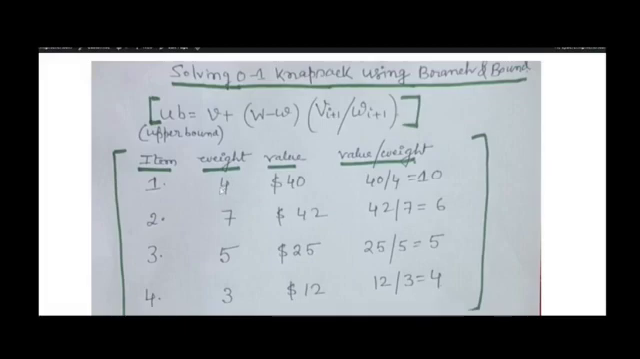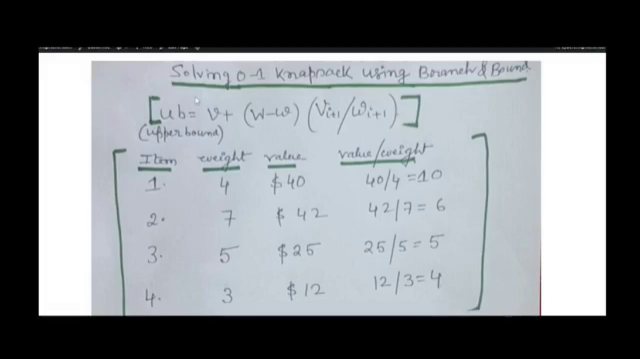So you can see that item 1 weight is, let's say, 4 pounds, and the value is $40. Similarly, item 2 weight is, let's say, 7 pounds, and the value is $42, and then like that we have item 3 and item 4 as well.